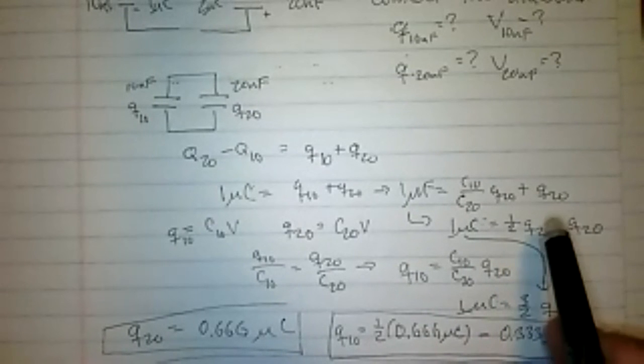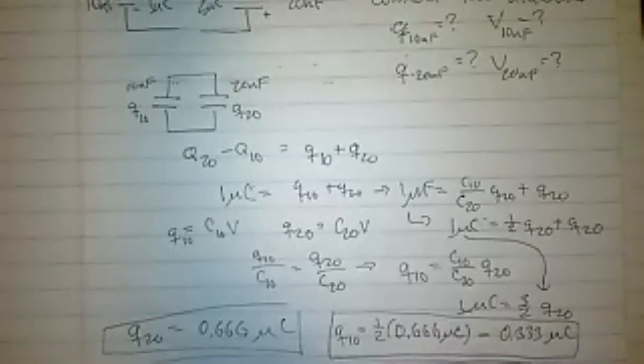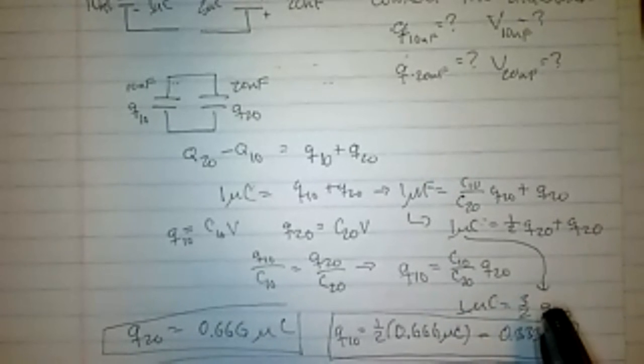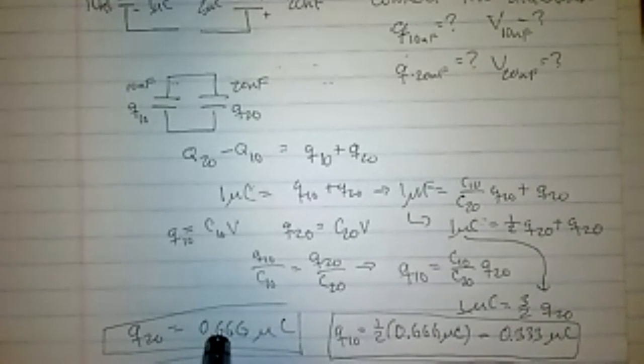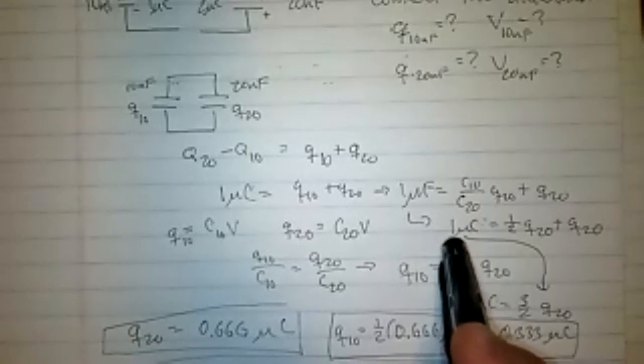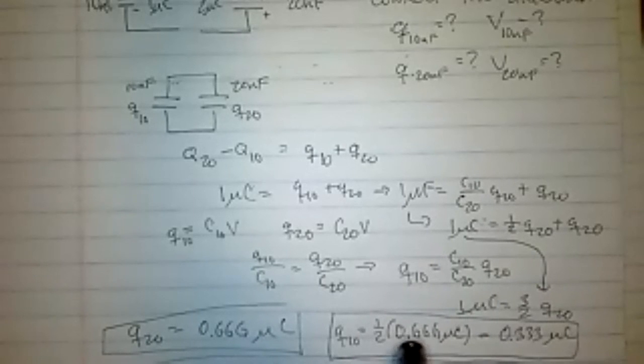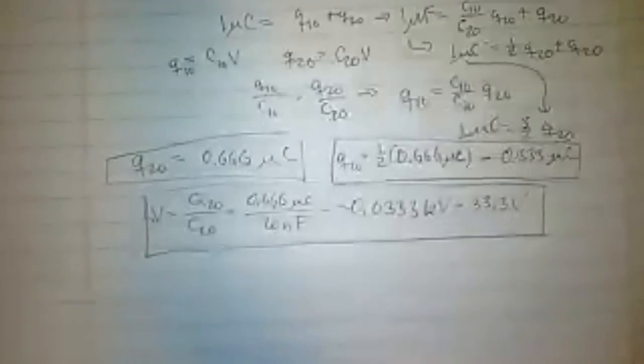With that, I got that 3/2 of Q20 was equal to 1 microcoulomb. That 3/2 allowed me to solve for Q20, and that became 2/3 of a microcoulomb, which is 0.666. Then I could go back and use the same result, basically multiplying by 1/2, to tell us that Q10 was going to be 0.333. Again, the smaller capacitance holds the smaller charge.